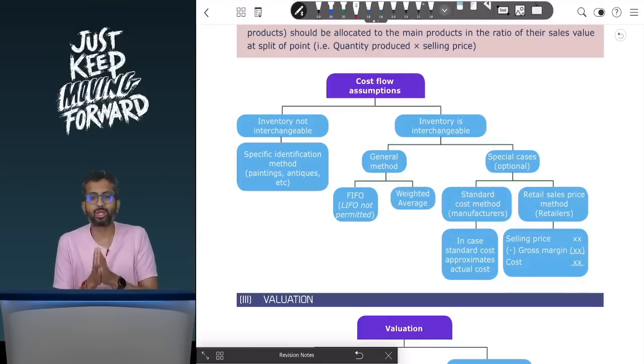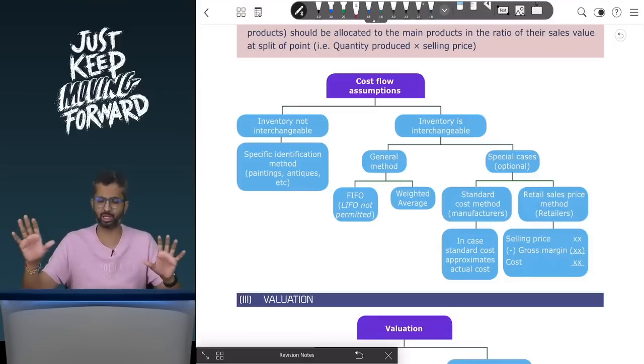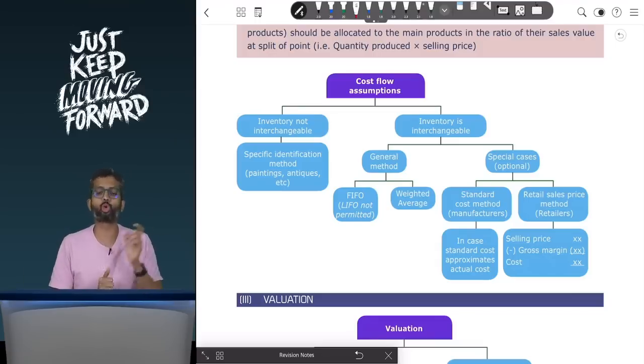However, if inventory units are interchangeable, like you have 100 packets of Dairy Milk, in which case you can follow certain cost flow assumptions like FIFO, first in first out, or weighted average, that is the total cost of opening plus the current year purchases divided by the total opening units plus the current year units, that is a weighted average cost. Remember, LIFO or simple average method is not permitted for the purpose of inventory, at least in India.